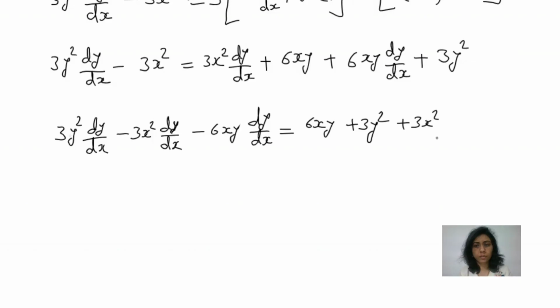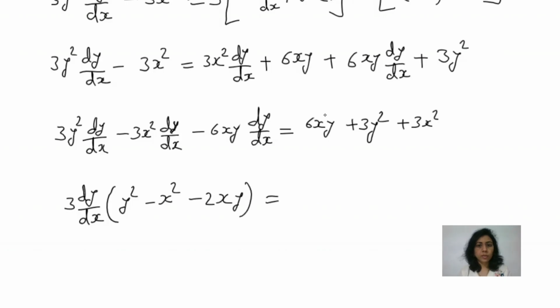and this one minus 3x square transferred to the right side, so it will be positive 3x square. Now we can take common 3 dy upon dx from here. Here left y square, here left x square, and from here we already taken out 3 dy upon dx, so minus 3 times 2 is 6, so minus 2xy. Here we can take common just 3, so 3 times 2xy plus y square plus x square.